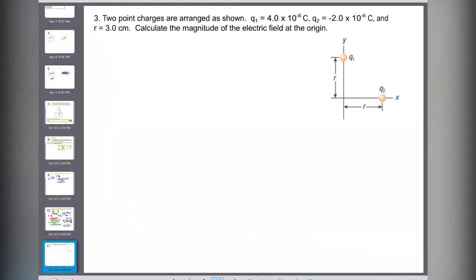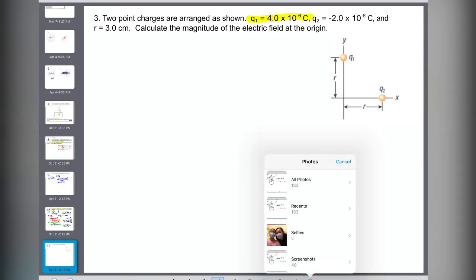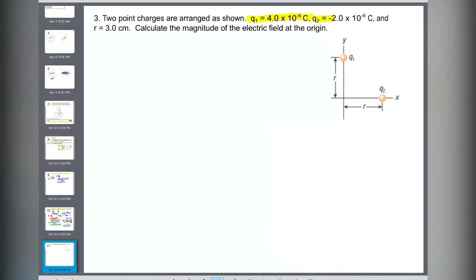Okay, how about if I have charges like that? Let's read this together. Two point charges are arranged as shown. Q1 is 4 times 10 to the negative 6. Q2 is negative 2. So I'm just going to write this down. I know this is positive and I know this is minus. And the radius from the picture is 3 centimeters.